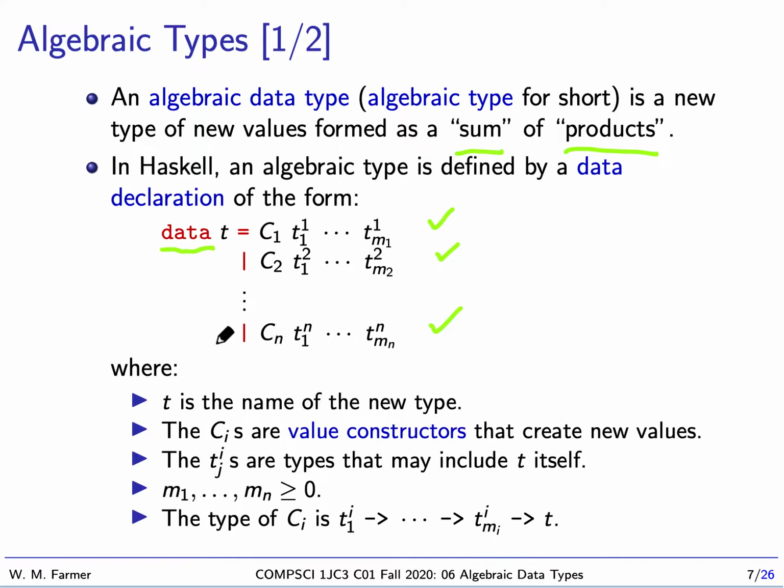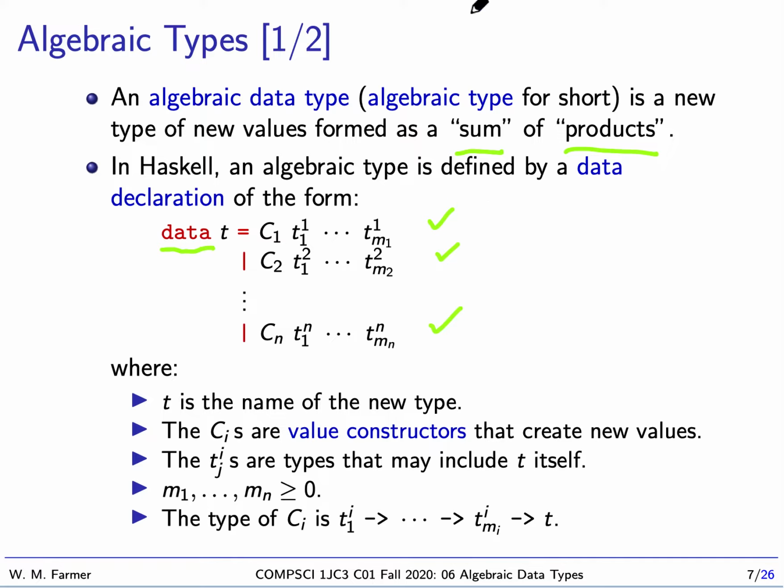Now, we're talking about it in the abstract. We're going to see several examples later. But these T's here are all types. So we're going to define a new type from old types. And the C's are constructors, value constructors. They allow us to construct new values from old values.